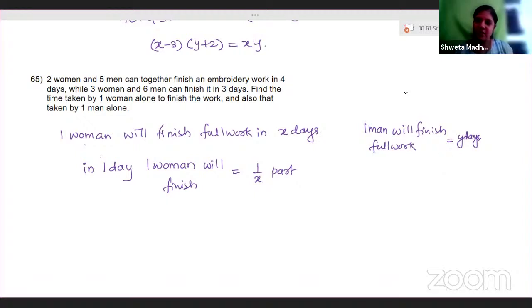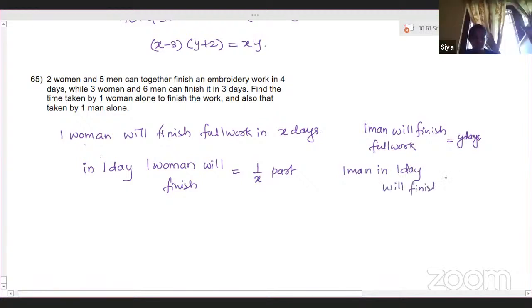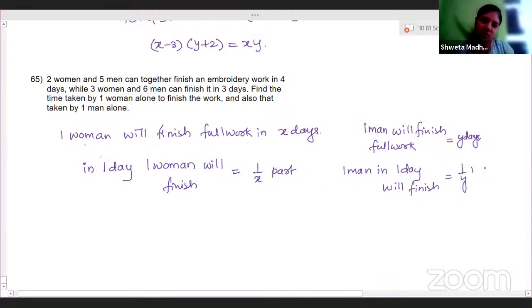Now the same thing for man also. One man in one day will finish how much part of the work? 1 by Y. 1 by Y part of the work will be finished, right?